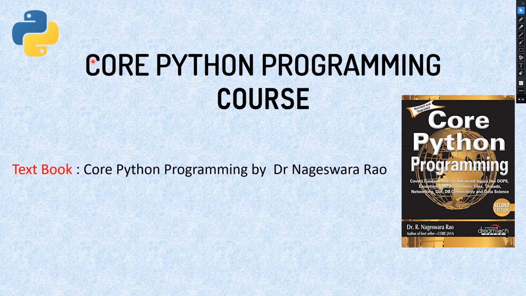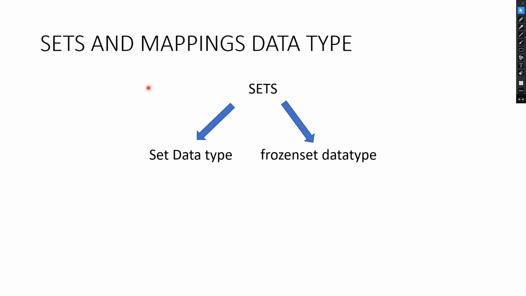In today's tutorial, we are going to talk about sets and mappings data type. So let's see the first, sets data type. Sets data type can be divided into two. There are two sub data types in it. The first one is set data type and frozen set data type. There is not much difference, just a small difference that we'll see in the next slides.